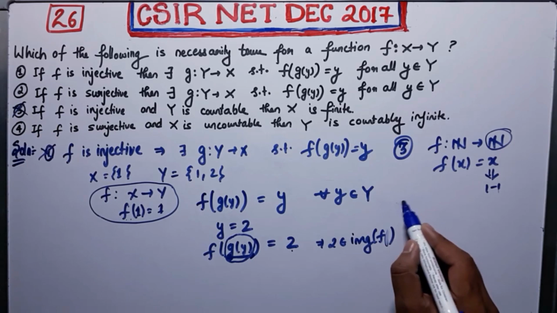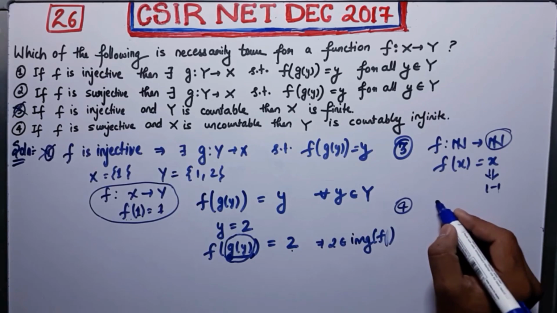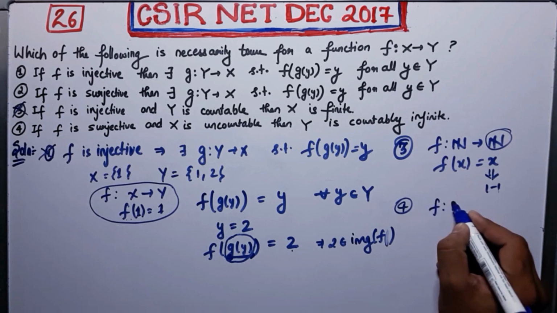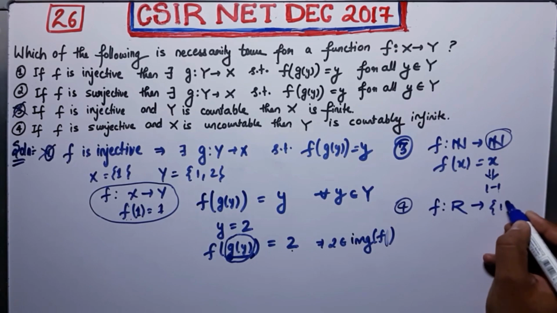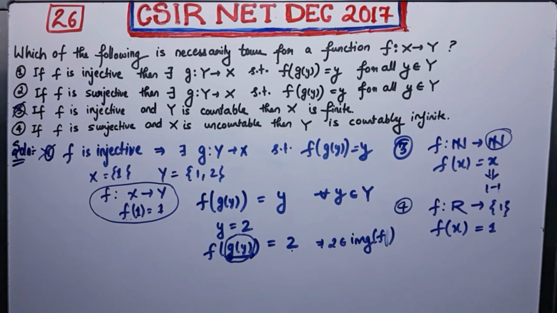Now let us come to the fourth one. The fourth one says if f is surjective and X is uncountable, then Y is countably infinite. Do you think it is true? No, it's not true. Why? I can take a function from the reals to the singleton set {1} by just taking f(x) equal to 1 for all x. This function is well defined and surjective, therefore {1} has to be countably infinite according to your fourth option.